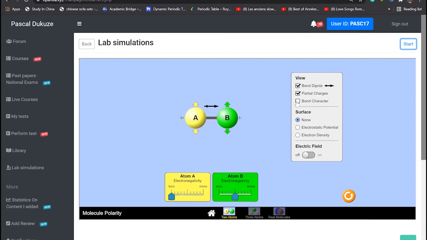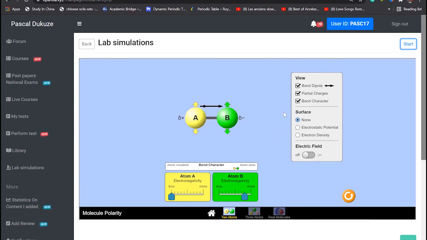Let us put on the bond character and see what happens. You can see the bond character here is between the covalent and the ionic. What happens if we increase the electronegativity of this atom B? You see, as you increase it, the dipole moment is also increasing, the partial charges are increasing, and even the bond character is moving towards the more ionic, or towards being ionic.